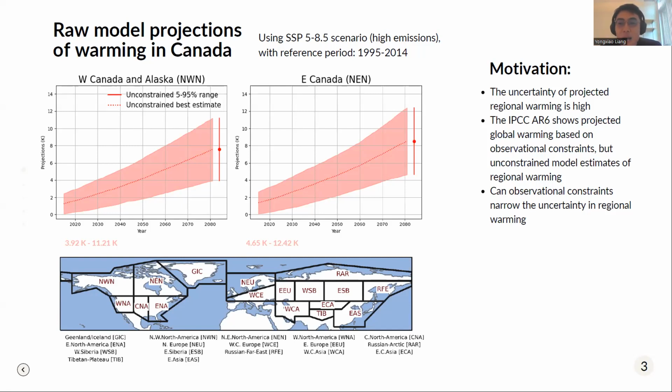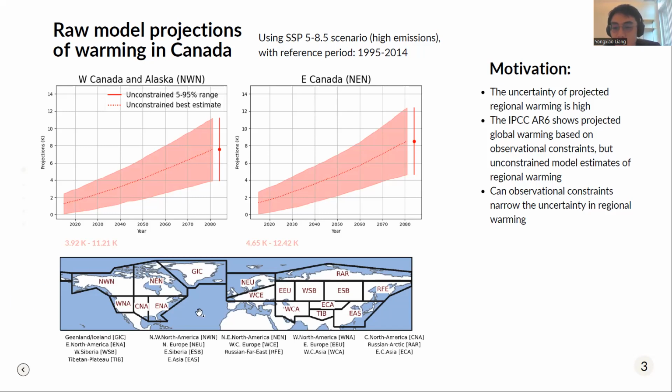And the newly published IPCC AR6 report does apply a technique called observational constraint to narrow down the global warming. But this robust technique has not been applied to regional warming predictions. The AR6 report uses unconstrained model estimates for the regional warming predictions. So here we are thinking, could we use such a robust method to narrow down the uncertainty range in the regional warming predictions?